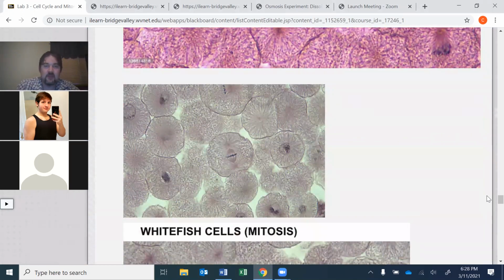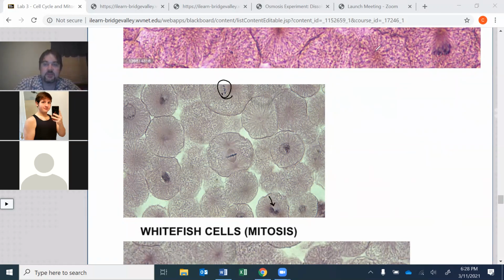Metaphase, that's a beautiful metaphase picture right there in the middle. Dark line, you can actually see the spindle fibers right there growing out. That's a very pretty picture. This guy looks like he's in metaphase. That's probably prophase, but yeah.